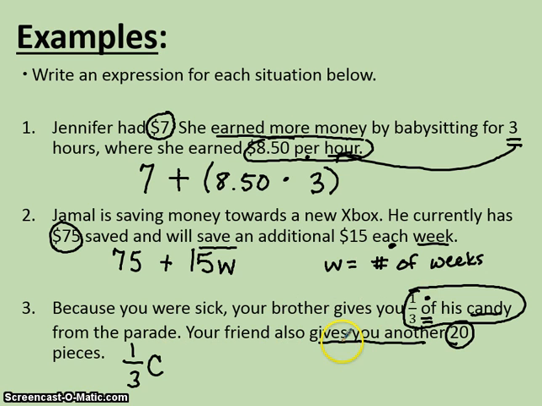The friend that you have also gives you, gives means adds, 20 pieces, so plus 20. So 1/3 times the candy that your brother got at the parade plus 20 more. And since this is algebraic, define the variable: C equals number of pieces of candy your brother got.